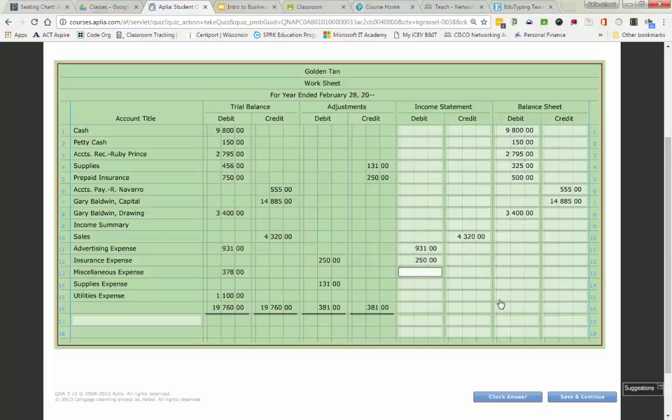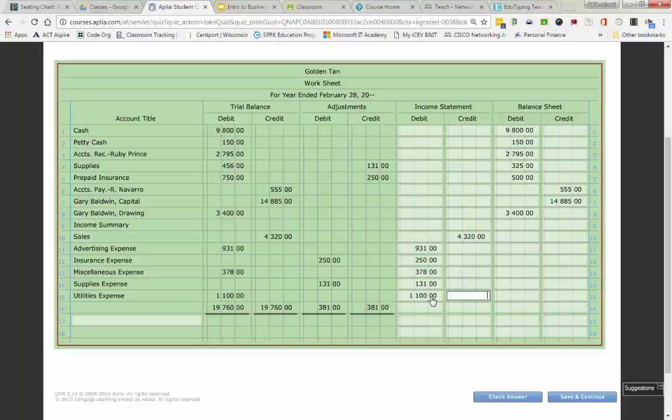Miscellaneous expense is going to go on my income statement as a debit of $378. Supplies has nothing in my trial balance, but it does have an adjustment debit of $131. And the last expense account that I have is utilities for $1,100. And I have just gone through and put all of my accounts either in the income statement or in the balance sheet column. And again, it's important for you to remember that it will go in either income statement or balance sheet. The account classification will clue you in.